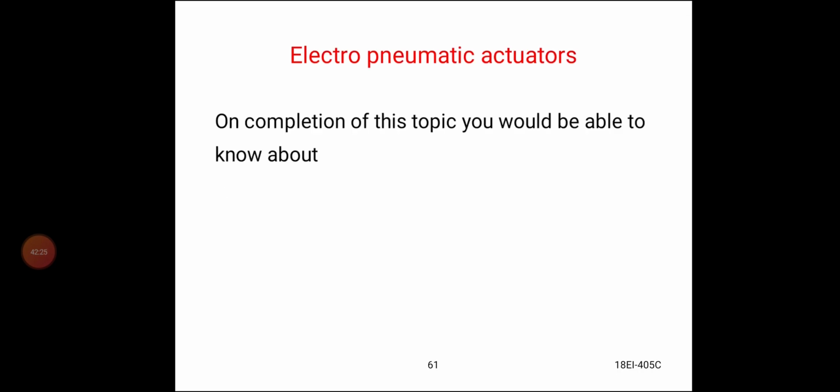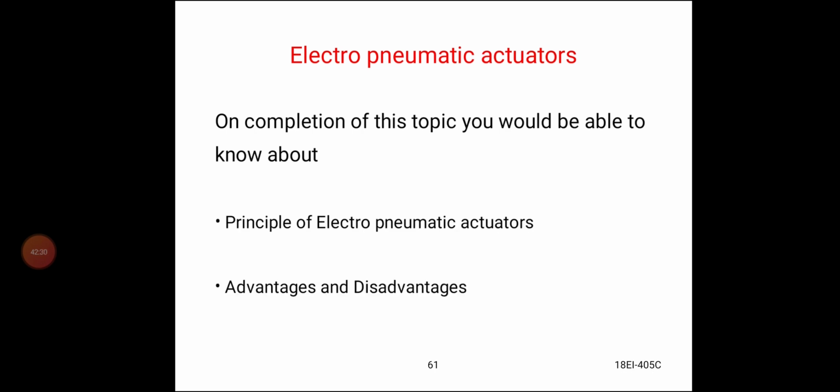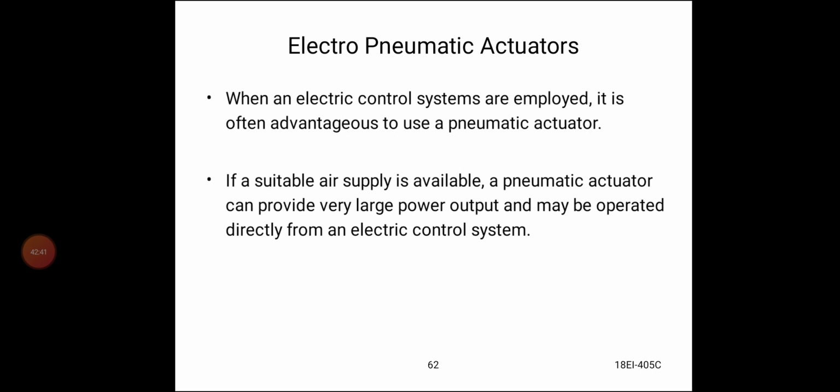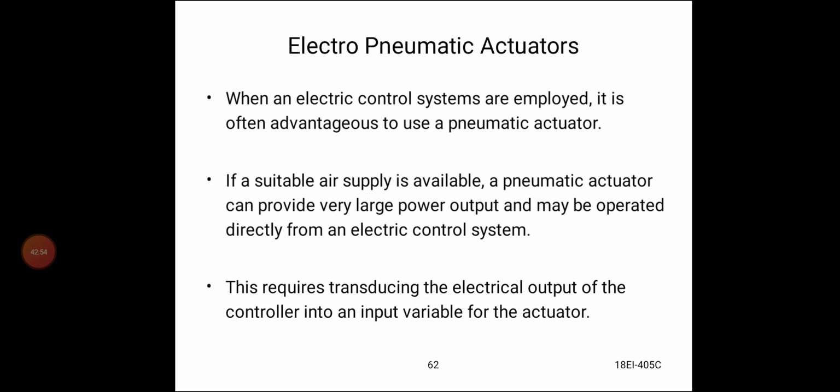Electropneumatic actuator: principle of electropneumatic actuators, advantages and disadvantages. When electric control systems are employed, it is often advantageous to use a pneumatic actuator. If a suitable air supply is available, a pneumatic actuator can provide a very large power output and may be operated directly from an electric control system. This requires transducing the electrical output of the controller into an input variable for the actuator.